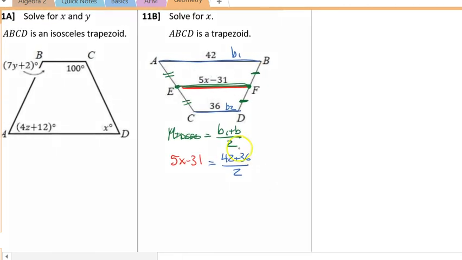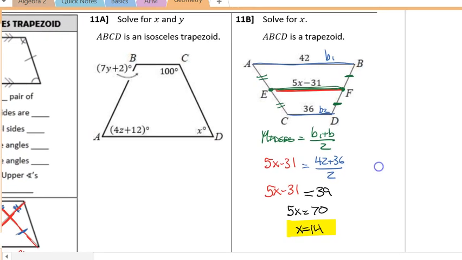To simplify this, we're going to solve this. We simplify the right hand side, which ends up being a value of 39. Now we solve this two-step equation, giving us that x is equal to 14. There will definitely be one of these on our retake. Got to know the formula, got to know the idea behind this particular problem. We've seen it before. We're just finding the average of the bases and setting it equal to whatever that value is going to be.